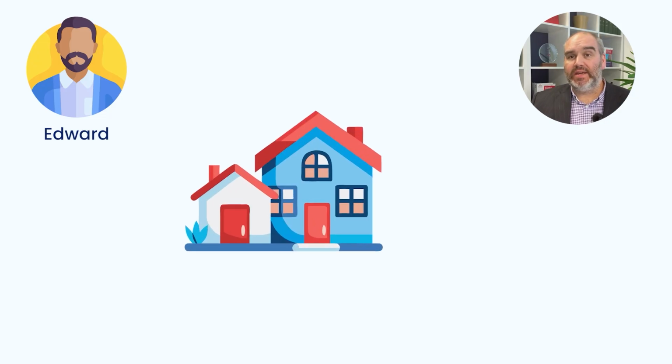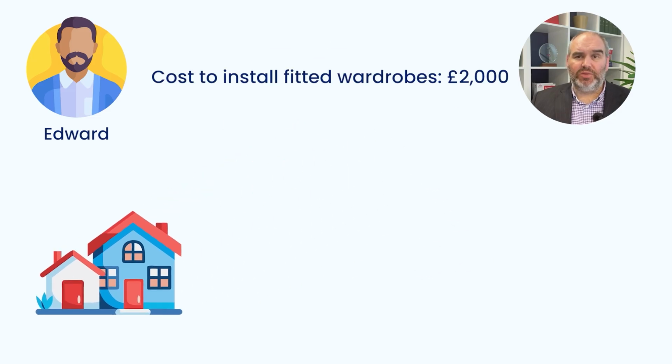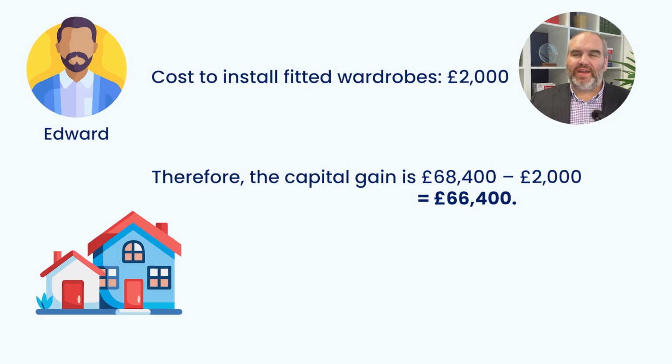In addition to the above example, let's imagine that Edward, during his ownership of the entire property, decides to install fitted wardrobes into the bedroom of the annex, and they cost £2,000. Since this expenditure applies only to the part of the property sold, all of the enhancement capital expenditure can be deducted. Therefore, the capital gain is £68,400 minus £2,000, which is £66,400.